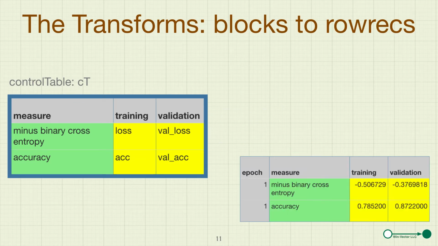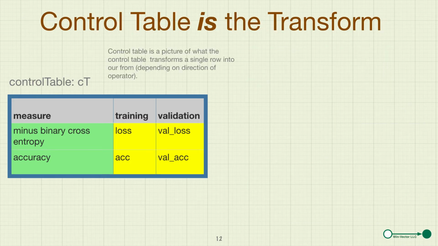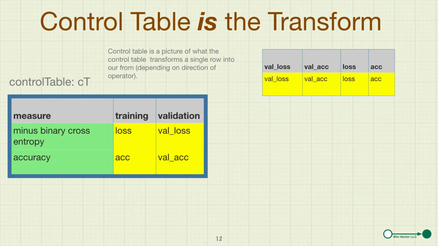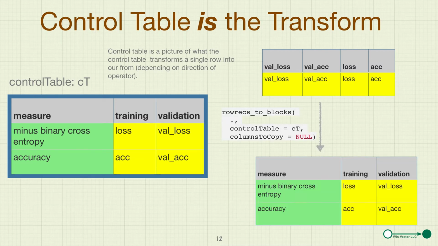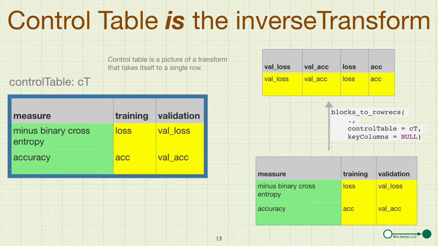If we happened to have our data in the block format, the blocks_to_rowrecs command would pull it backward, and it identifies the blocks by knowing which columns are the keying information, in this case specified by key columns. The control table is the transform. Essentially, it is exactly the transform that takes that abstracted row we wrote down and converts it to the control table itself. It also is able to take the control table itself and, through the inverse transform, turn it again into that abstract row.